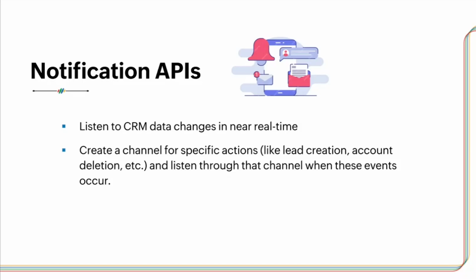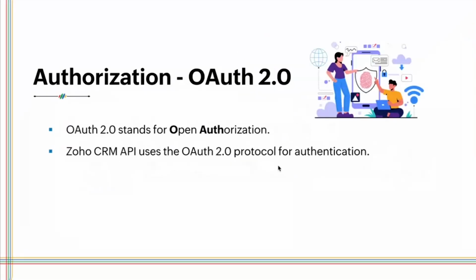So this covers the different categories of APIs we have in Zoho CRM. Authorization. We talked about making API calls, inserting a record, making a bulk API call, getting notified through notification APIs. So how is authorization handled? When you want to use an application, you simply cannot download the application or go to the application's homepage and start using it. Most applications want you to sign up. Similarly, even APIs need to be authorized.